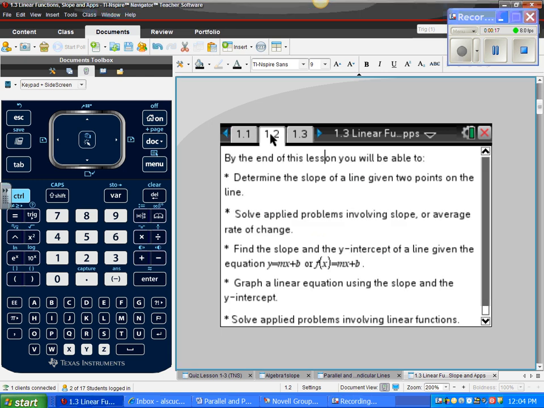So by the end of this lesson, you will be able to determine the slope of a line given 2 points on the line, solve applied problems involving slope or average rate of change, find the slope and the y-intercept of a line given the equation y equals mx plus b, or in function notation f of x equals mx plus b. Graph a linear equation using the slope and the y-intercept, and solve applied problems involving linear functions.